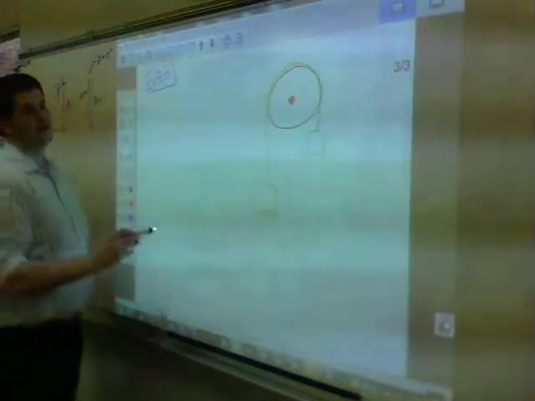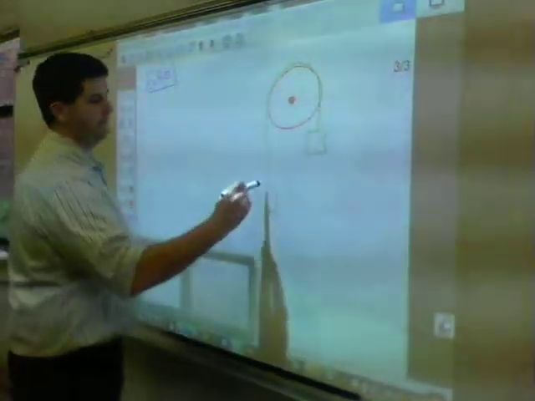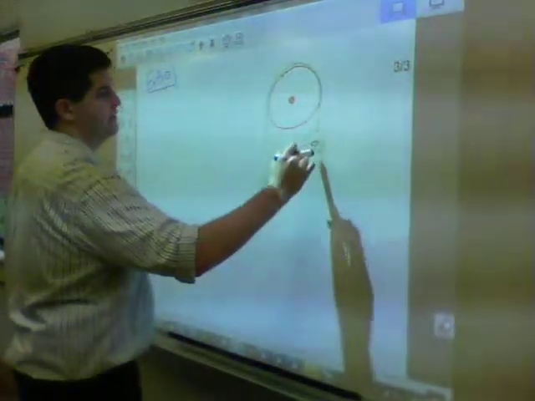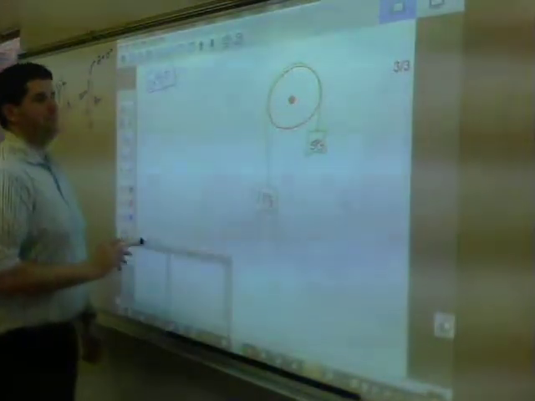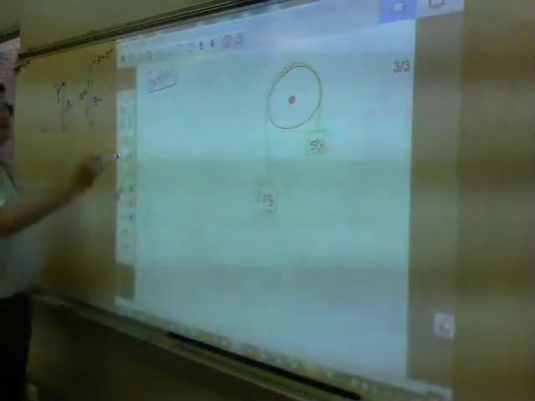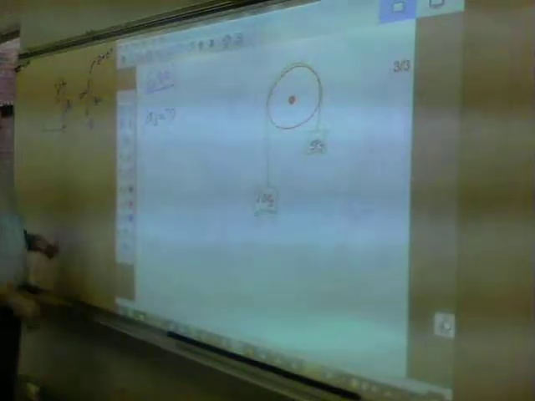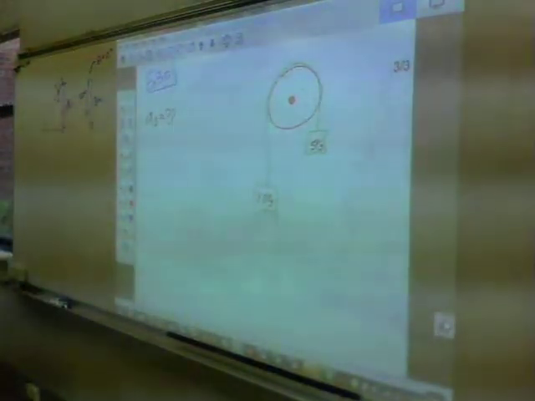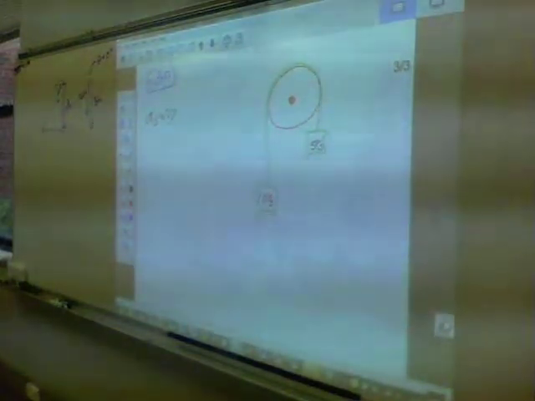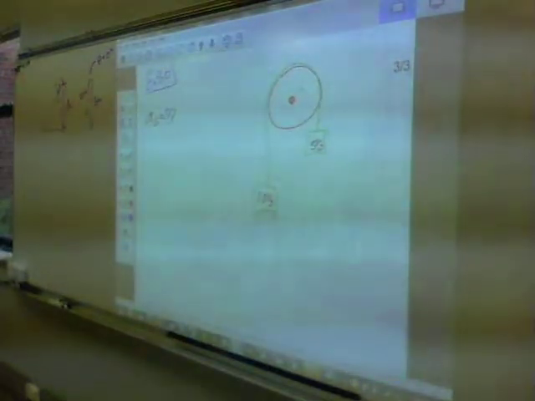Alright, let's get some numerical number crunching in here. Let's say we have 10 kilograms and then 5 kilograms. I want to know, what is the acceleration of the system? That's all you're given.